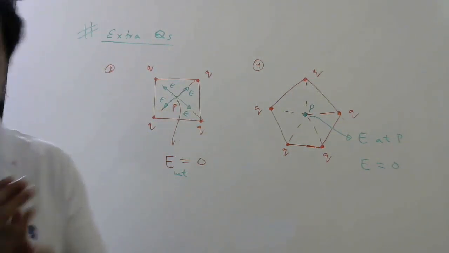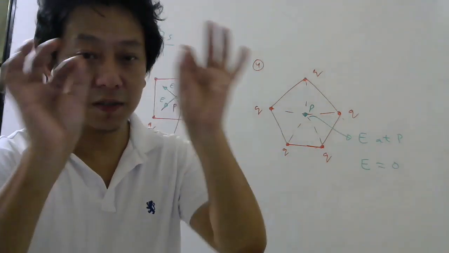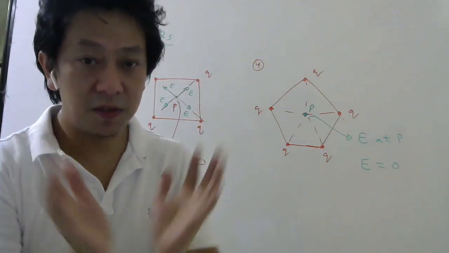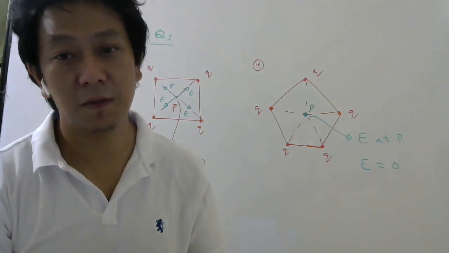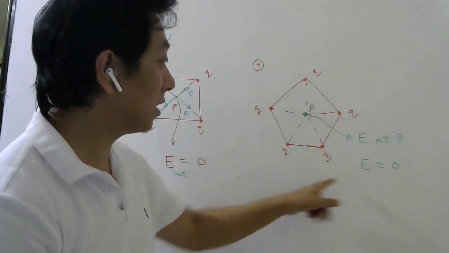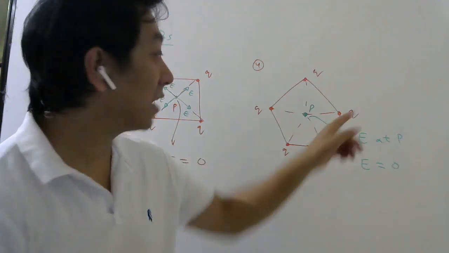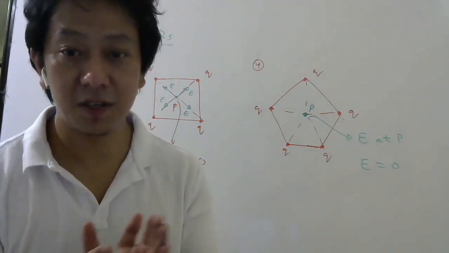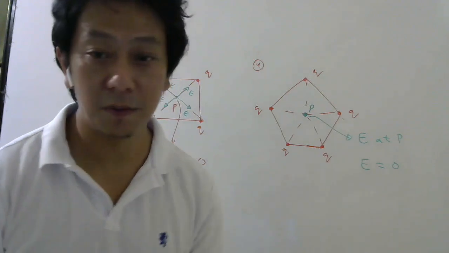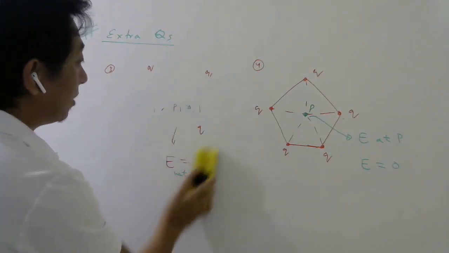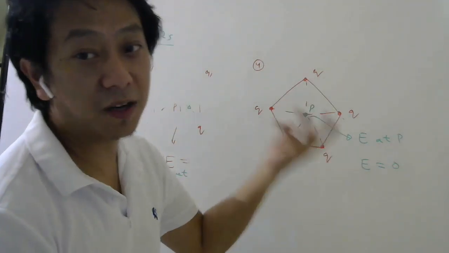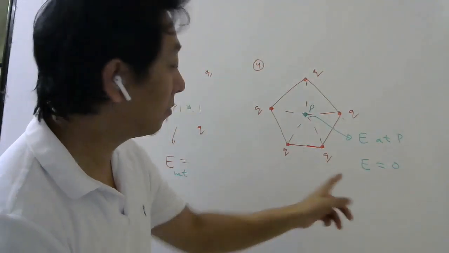So the point is, you have understood that if charges are symmetrically distributed, then at the center electric field will be 0 if equal charges are distributed symmetrically. So do not waste your time in the exam finding electric field due to each charge and then doing vector addition. No point doing that, because the answer will be 0.